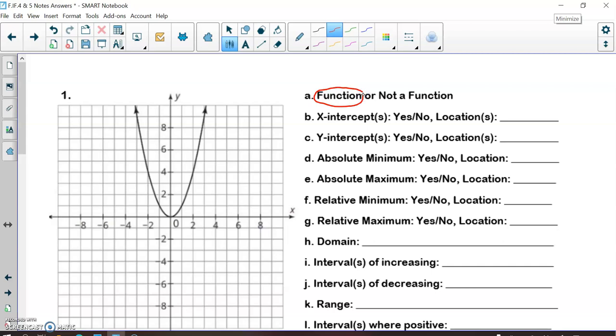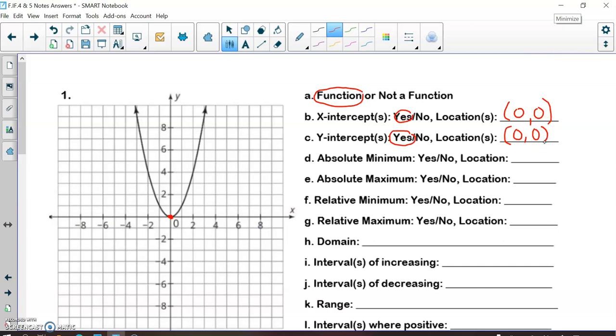X-intercepts are where your graph crosses the x-axis. Do we have an x-intercept on this parabola? Yes, we do. So I'm going to circle yes, and then it says the location, and I write the ordered pair of what the x-intercept is. It's the ordered pair 0, 0. And then y-intercepts, where it crosses the y-axis, well, this parabola also crosses the y-axis at a point, so it does have y-intercepts, and that location is also the point 0, 0.